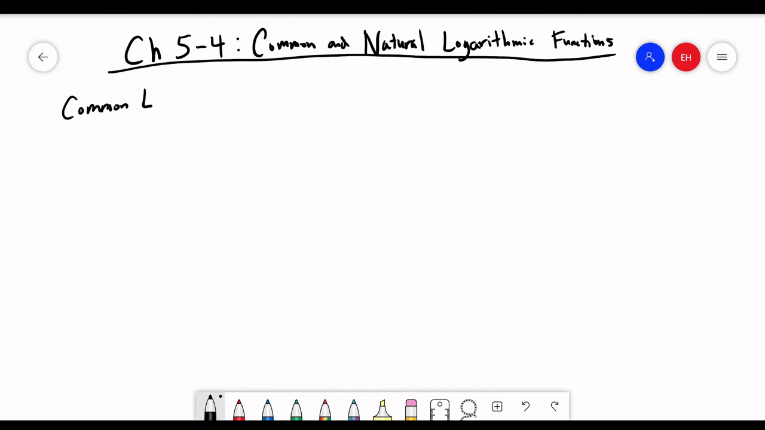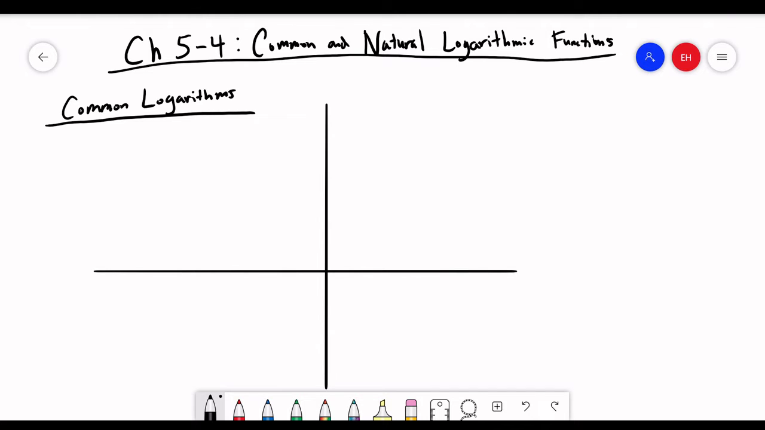Pre-calculus students, today we have an exciting new chapter for you. Chapter 5.4, Common and Natural Logarithmic Functions. We'll start with the common logarithms.